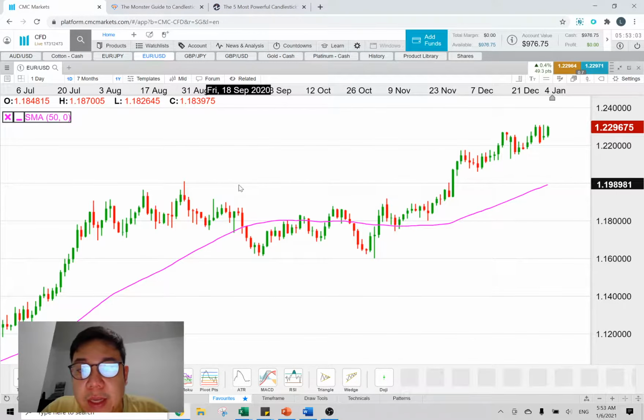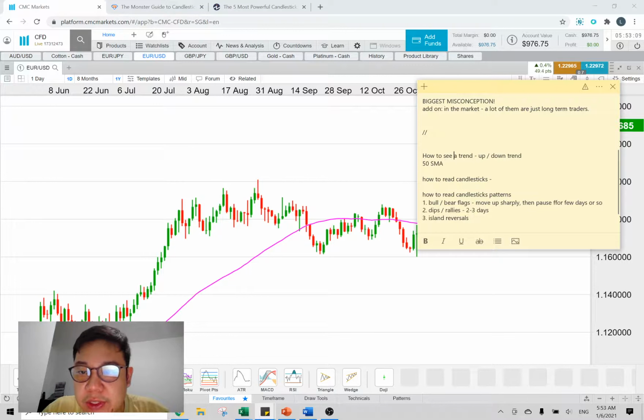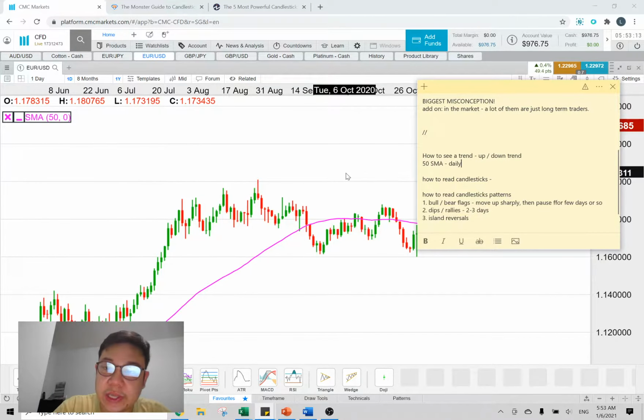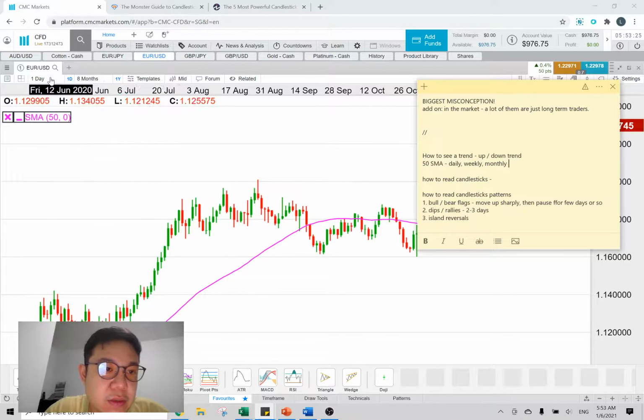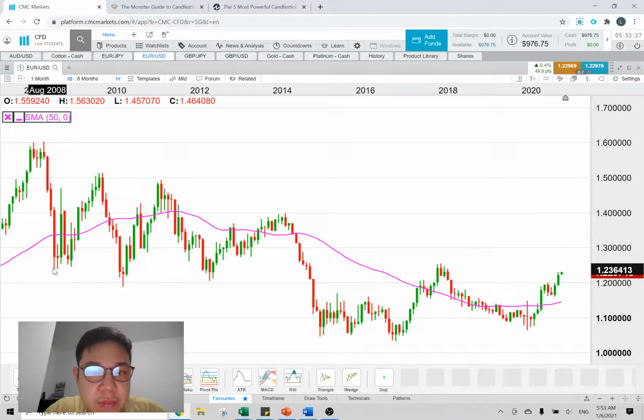Okay, so how to see up and down trend? 50 SMA. Most of the time I use daily. You want to use weekly, it's fine. You want to use monthly, it's fine. Monthly you don't really need to see, because monthly is very obvious. It's just a long-term time frame and then up or down.